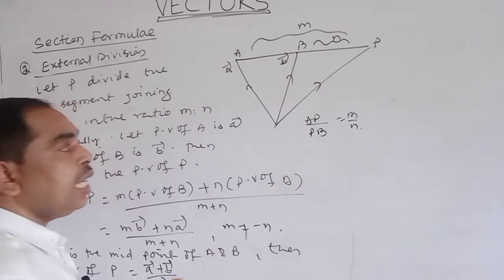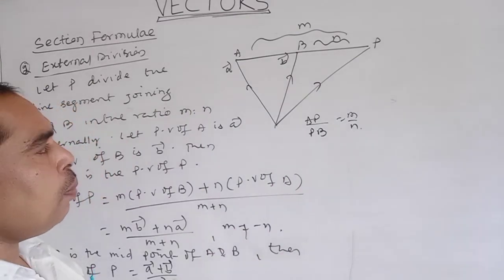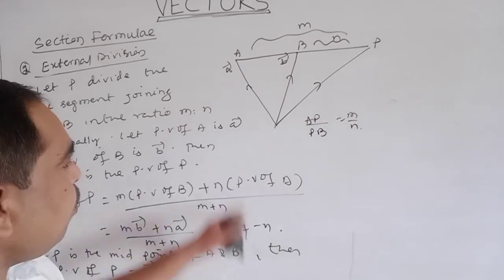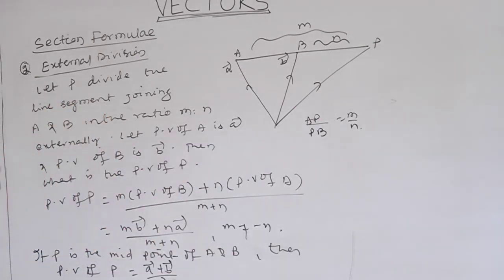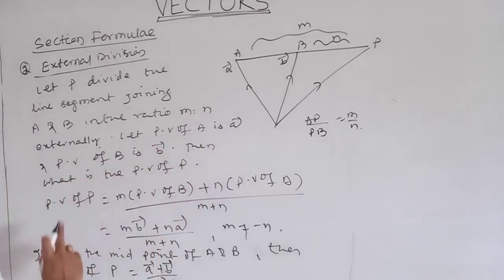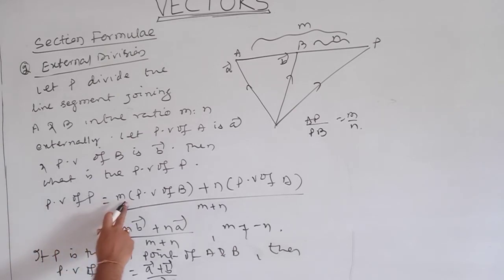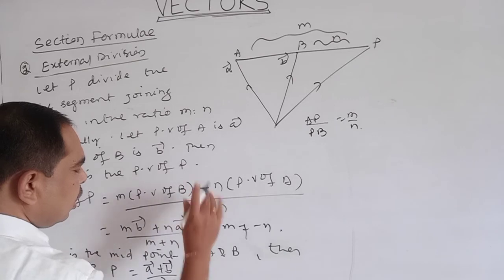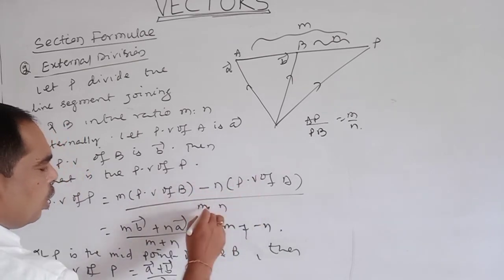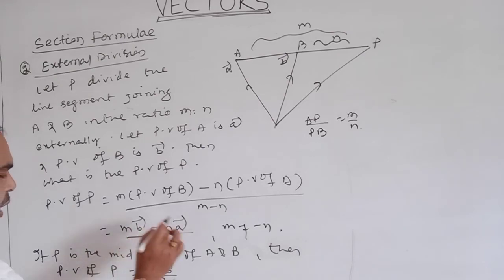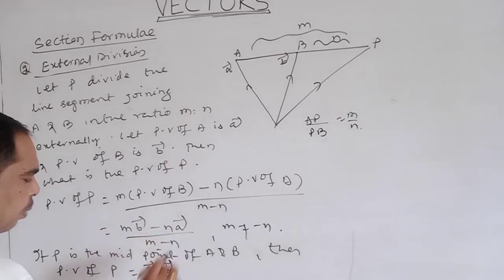In the first case, AP by PB is equal to m by n. Then position vector of B is B vector, given. Then what is the position vector of P? So position vector of P is equal to m into position vector of B minus n into position vector of A divided by m minus n. So this is mb vector minus na vector divided by m minus n.